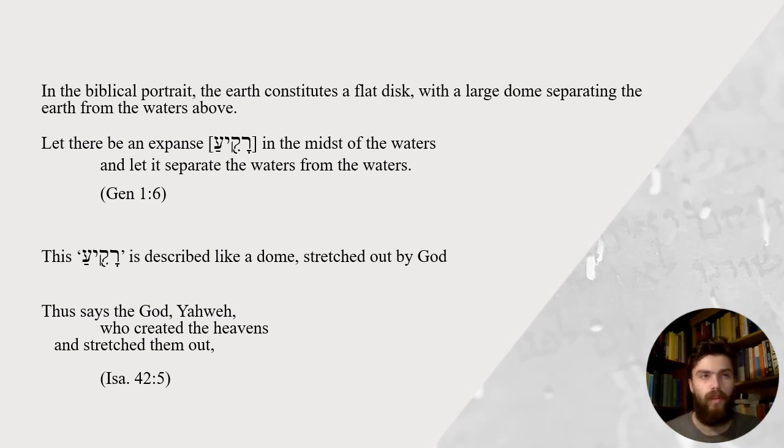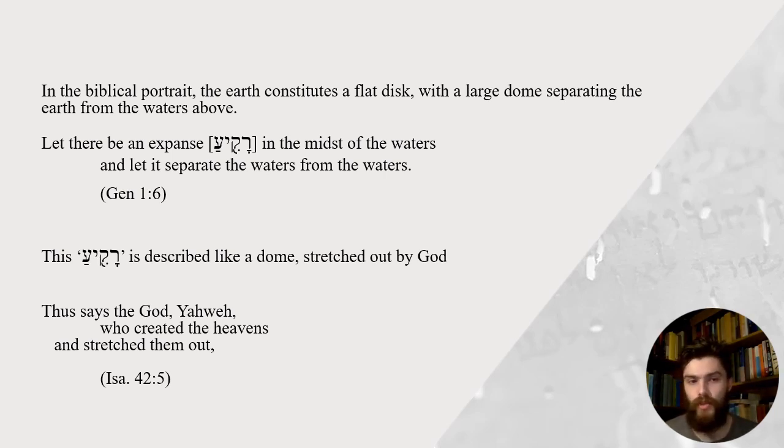For example, it's used in Exodus to describe the craftsman spreading out the gold leaf to overlay the tabernacle, overlay the liturgical furniture of the temple space. And that's that same understanding. So here when the word is used in Genesis, it's the image of God spreading out a solid dome to separate the waters from the waters. The raqia is described like a dome stretched out by God.